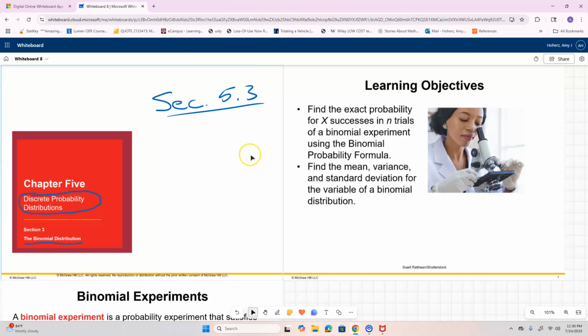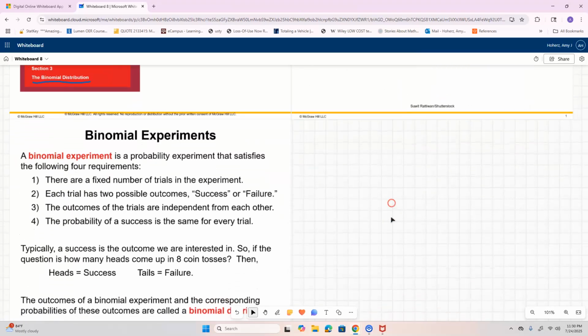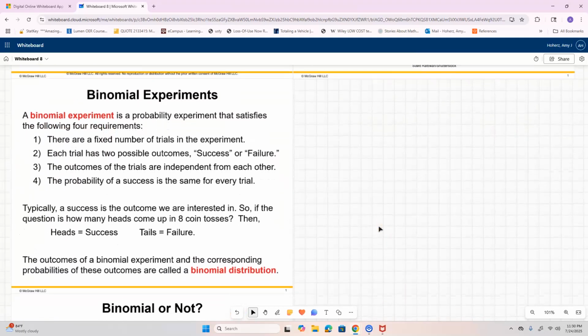Now, a binomial distribution is a type of discrete probability distribution, but it's got some specifics to it. So in a binomial experiment, we have the following conditions. There have to be a fixed number of trials in the experiment. So you can't say with your experiment, I'm going to roll a die until this happens. Like I'm going to roll a die until I get a 5 or something like that.